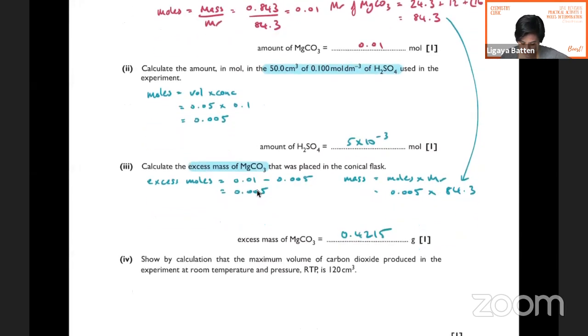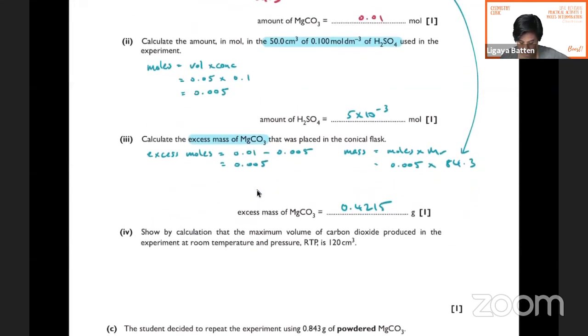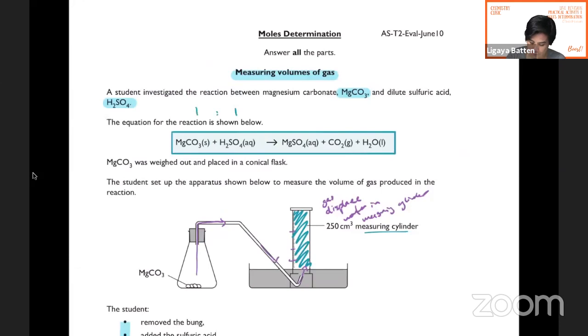Okay, so the next bit then, we now know the excess mass. Now it says, show by calculation that the maximum volume of carbon dioxide produced in the experiment at room temperature and pressure is 120 centimeters cubed. So here we need to again go back to the balanced equation and realize that this is a 1-to-1 ratio for all of the reactants and products. So if we have 1 mole of the reactants, we're going to produce 1 mole of carbon dioxide, which is what we're interested in right now. And therefore, if we have 0.5 moles, we're going to produce 0.5, etc.